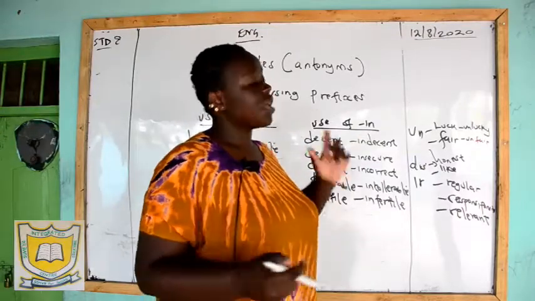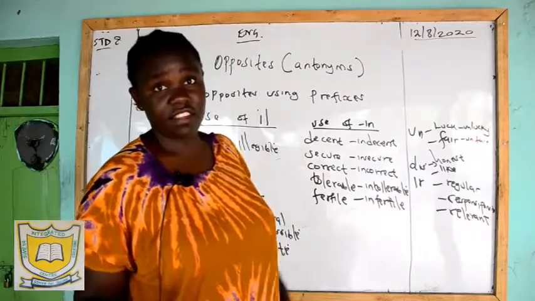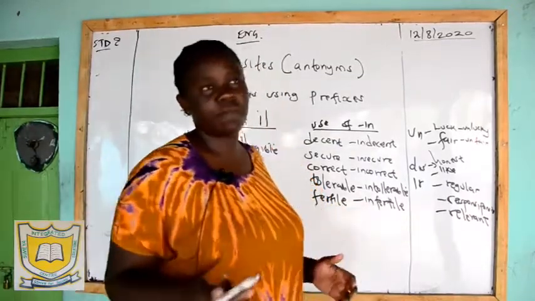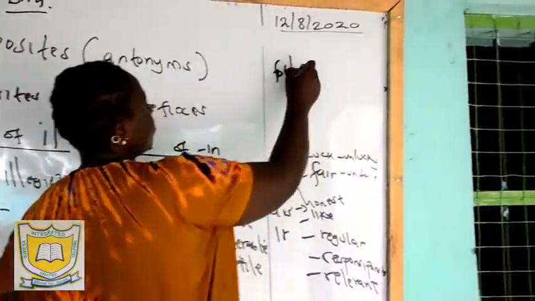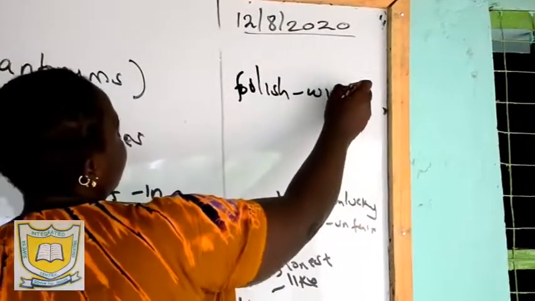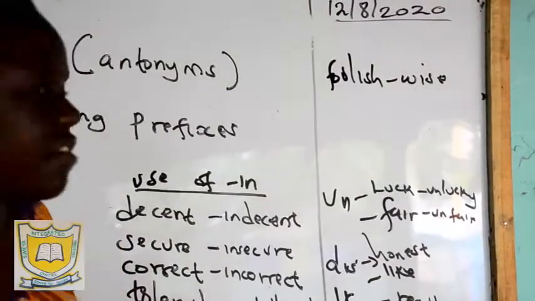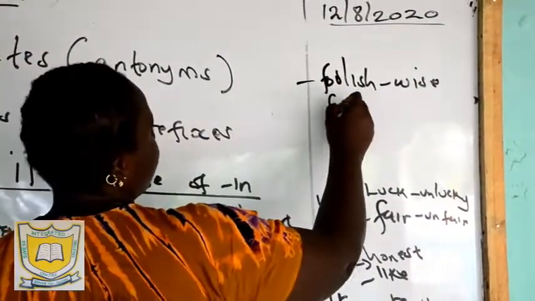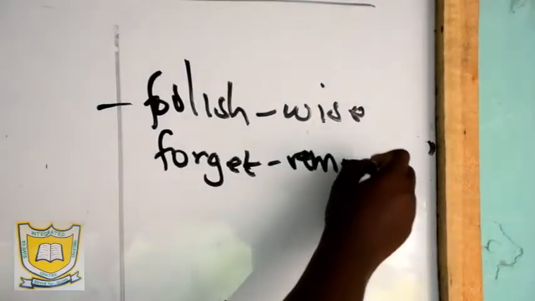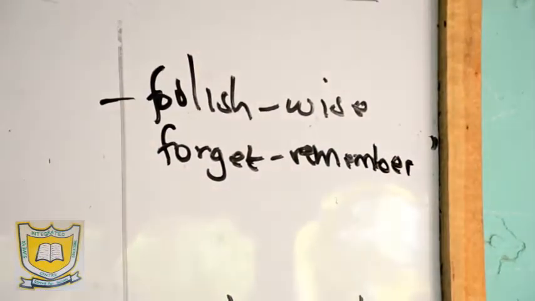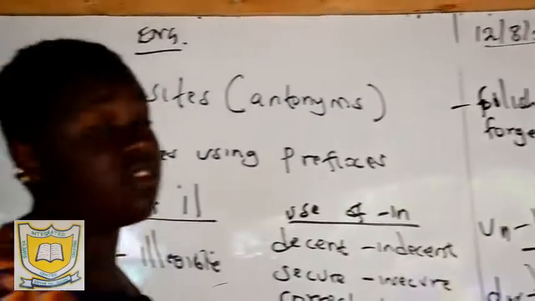So in the last week we talked about some words that do not take prefixes to form their opposite. For example, you can say someone is foolish, and if the person is not foolish, we say the person is wise. You can say she forgets everything; if you don't forget, you remember.